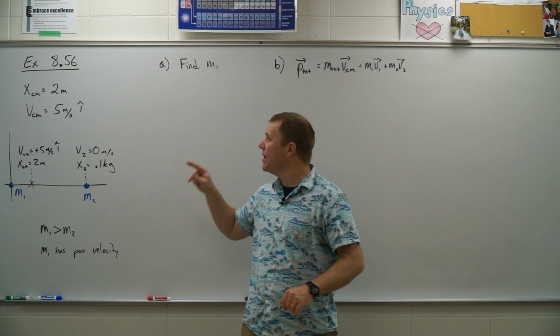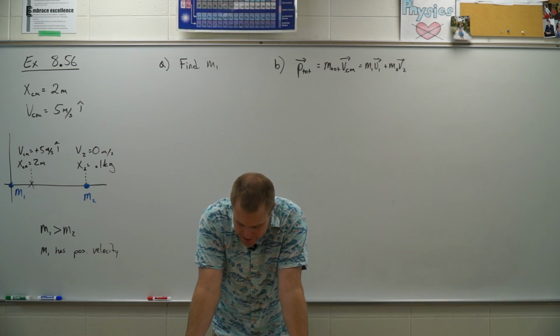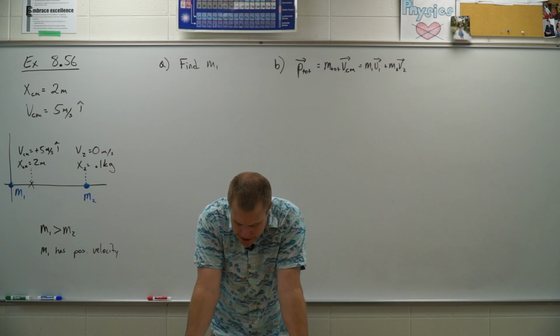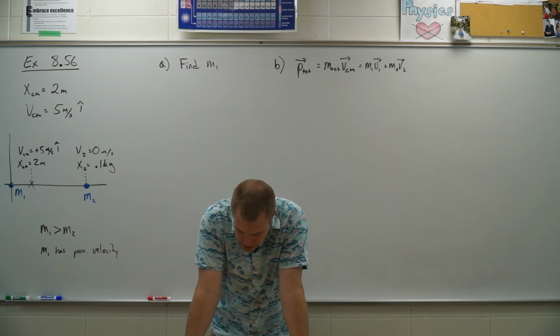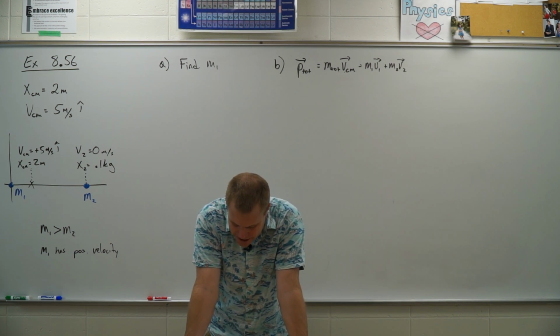Okay, let's look at example 8.56, which says, at one instant, the center of mass of a system of two particles is located on the x-axis at x equals 2 meters and has a velocity of 5 meters per second i hat. One of the particles is at the origin, the other particle of mass 0.1 kilograms is at rest on the x-axis at x equals 8 meters.